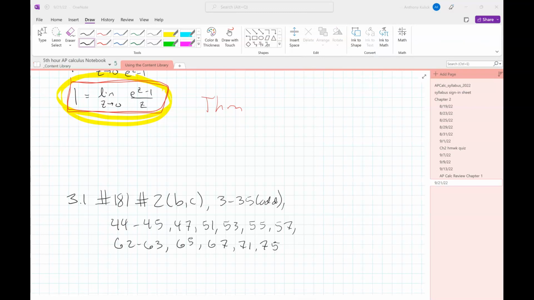Mr. Kulik, do you have any books left? Oh yeah, there's literally just one. Can I check one out, please? Yeah, sure. Hold on one second while I try to. There it is.